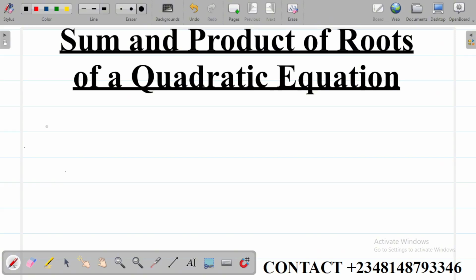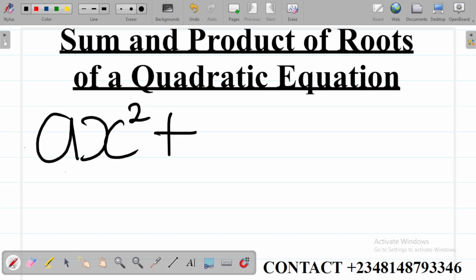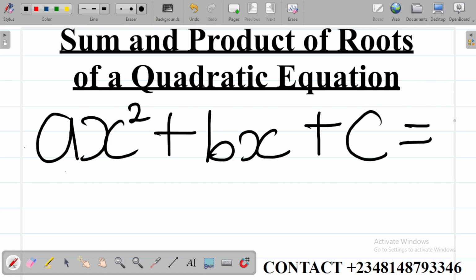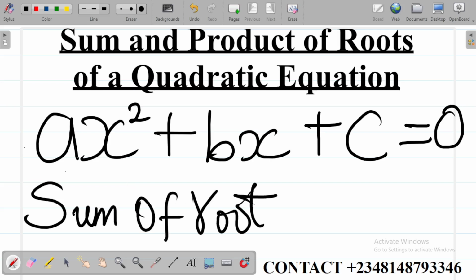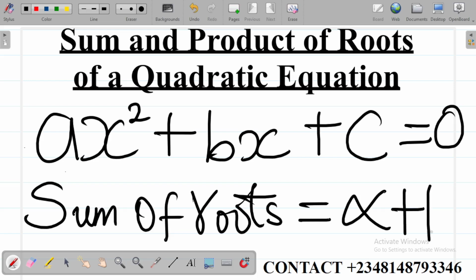Recall that the standard form of a quadratic equation is written as ax^2 + bx + c = 0. So this is the standard form of a quadratic equation. Now, if the roots of a quadratic equation are alpha and beta, therefore the sum of roots of a quadratic equation is alpha plus beta.